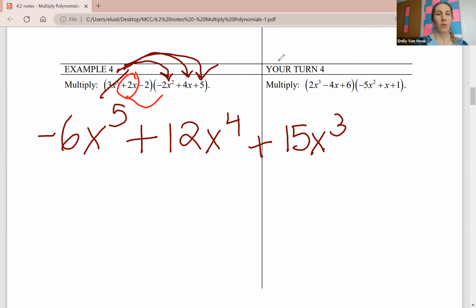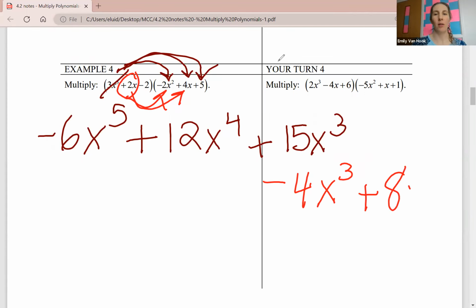So that starts with this first term here, 2x times negative 2x squared. That's negative 4x to the third. So I'm going to write that directly underneath the 15x to the third, because since they're both x to the thirds, I know they're going to be like terms. So later when the problem is done, we'll be able to combine those. Okay, next, 2x times 4x, that's going to be positive 8x squared. There's no other x squareds here, so there's nothing to combine with it. I just kind of put it off to the side. And then 2x times 5, that's 10x.